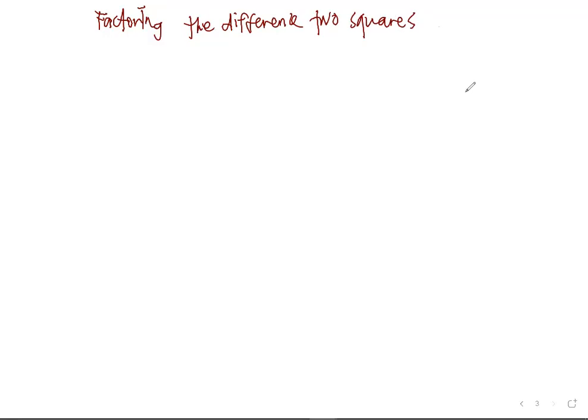Two squares, ibig sabihin po ng 2 squares, the first term and the last term must be a perfect square. For example, the rule is x squared minus y squared. If we have a given expression like this, the answer is always x minus y times x plus y. For example, we have x squared minus 9. Hindi po ba siya applicable sa addition? No, kasi nga po difference of 2 squares.